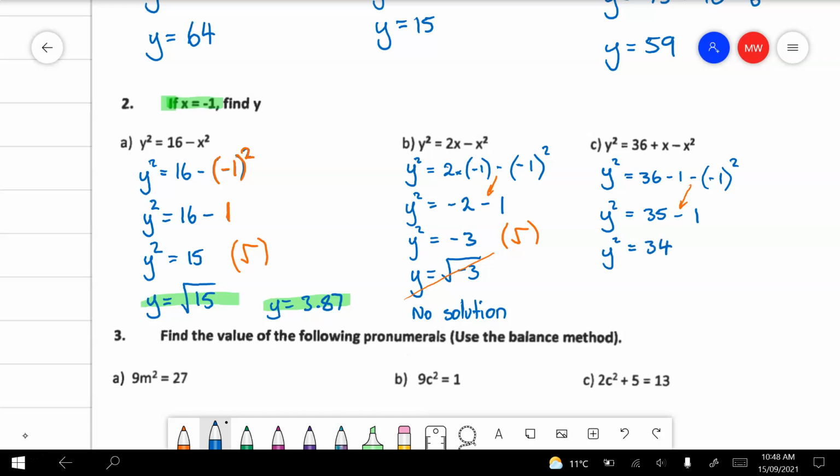And now I'm back to square rooting. So let's get rid of that squared by square rooting both sides. Balance method. Y will be the square root of 34, which if we put it in our calculator, y will be rounded to 5.83 if we round to 2 decimal places. So there are our final answers.